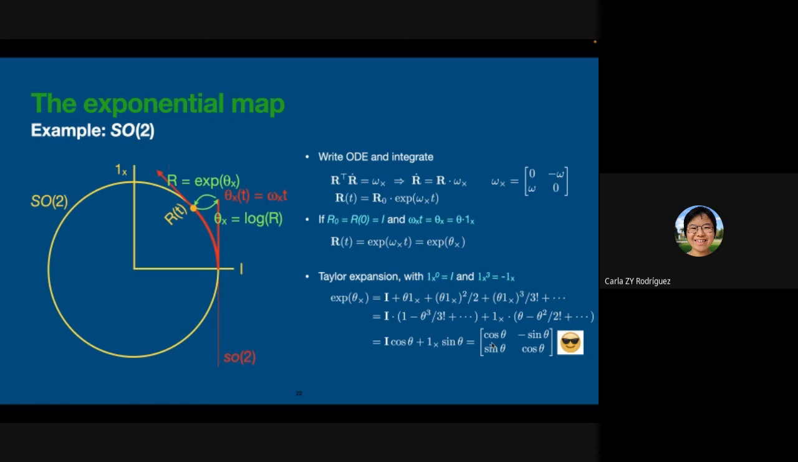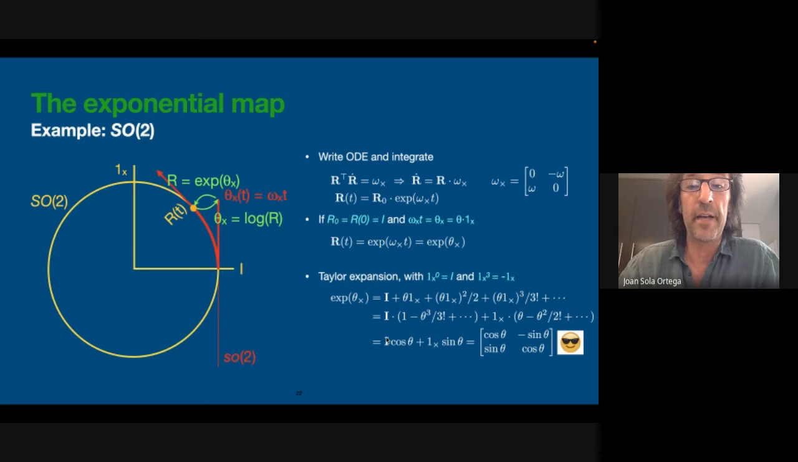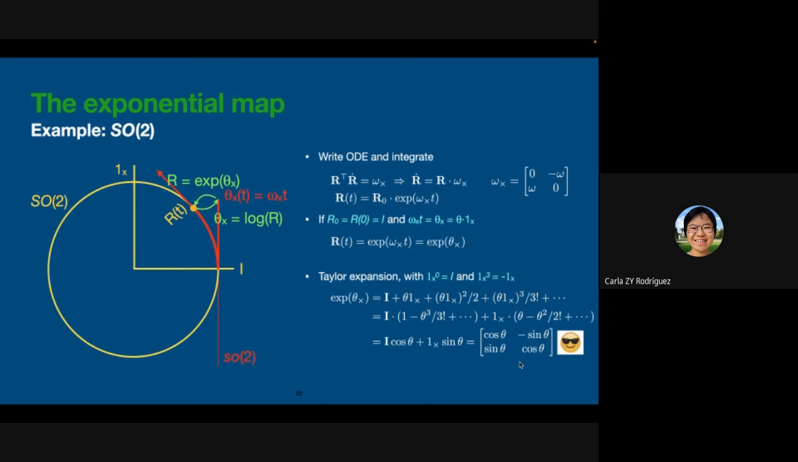I've got a question. How do you convert the last expression to the matrix? Oh, because I is the identity matrix. So you have cosinus 0, 0 cosinus. And then 1 cross is this matrix with 1, minus 1 here and 1 here. You multiply by sinus. So you have 0 minus sinus, sinus 0. And then you sum these together and you get here. No big deal. Yeah, it's very simple.